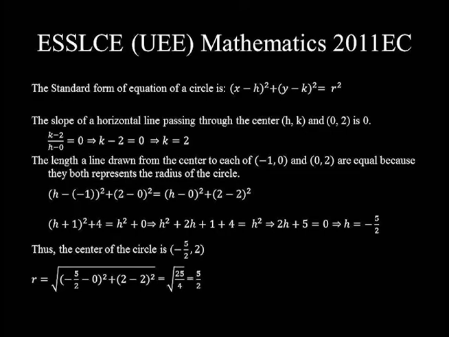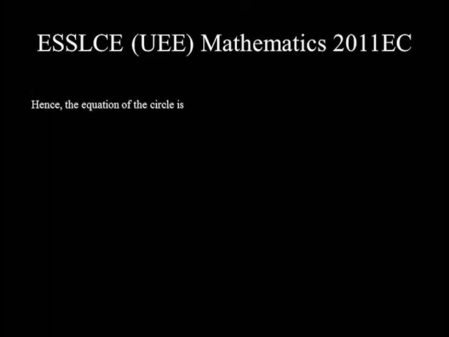At this stage, we have determined all the three unknowns. Hence, the equation of the circle is x minus negative 5 over 2 the whole square plus y minus 2 the whole square is equal to 5 over 2 square.